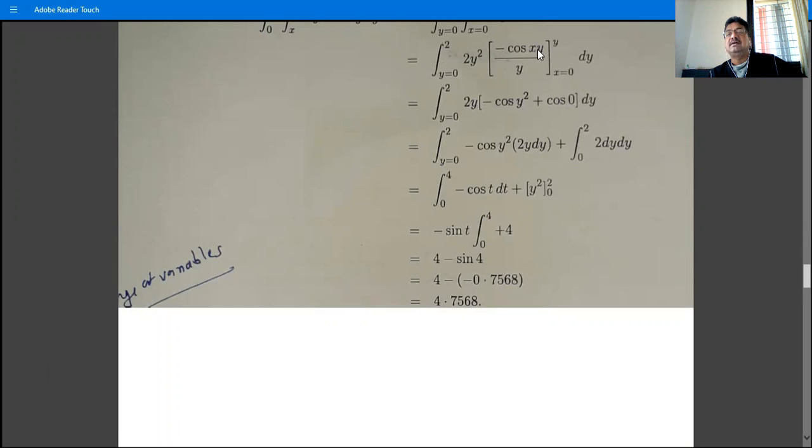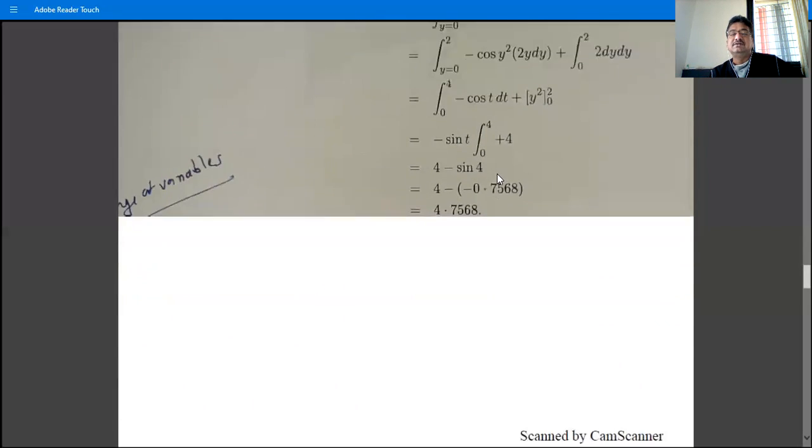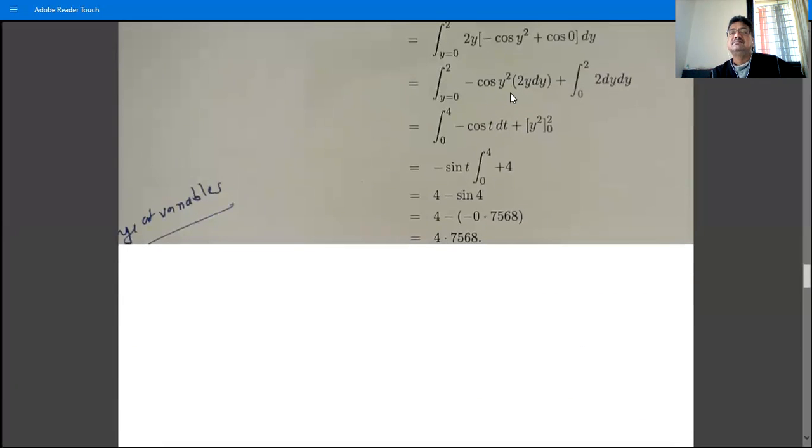because if you substitute x as y, then y into y square, 2y dy, and its integration, the y square by 2 gets cancelled. And the integration of this quantity is what? Substitute y square as t, and then 2y dy is dt, and therefore minus cos t dt. If you substitute y square as t, then if y is 0, then t is also 0, but if y is 2, then t is y square, therefore 2 square is 4.